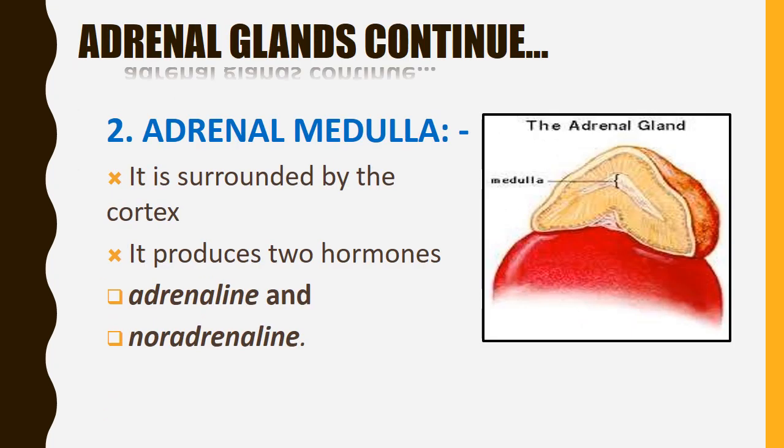Now we will see the second part, the adrenal medulla. The medulla is the middle or inner portion of the adrenal gland. It is surrounded by the cortex. It produces two hormones, adrenaline and noradrenaline.